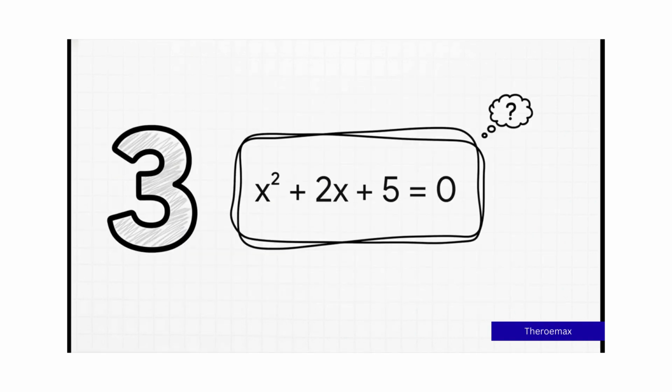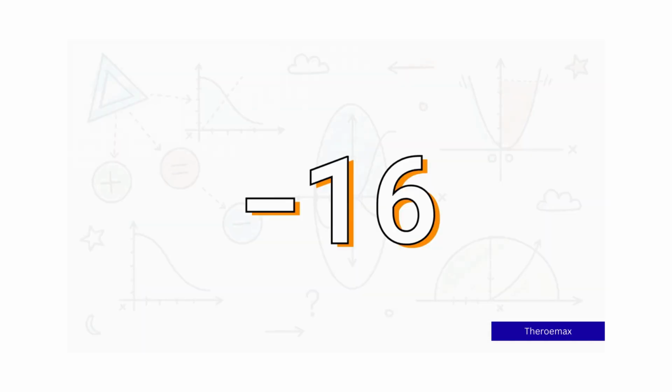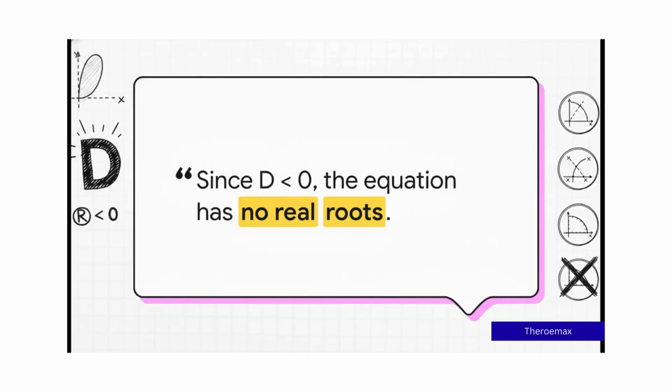Let's cover all our bases. Our final example is x squared plus 2x plus 5 equals 0. Let's grab our numbers. A is 1, b is 2, and c is 5. All right, let's do the math. And this time, our discriminant is negative 16. And there you have it, the third and final possibility. Since d is negative, we know instantly that this equation has no real roots, no real solutions. And just like that, we've seen all 3 scenarios in action.